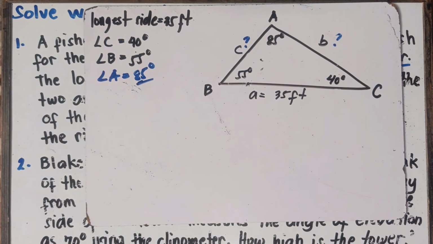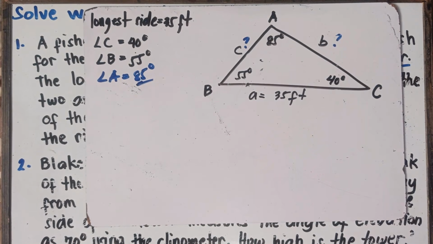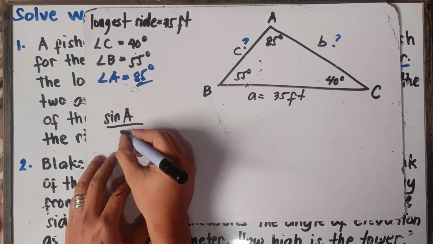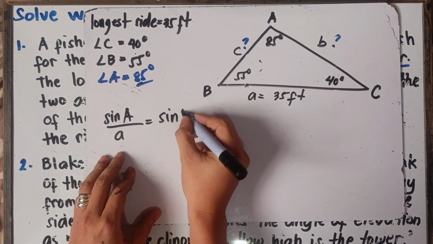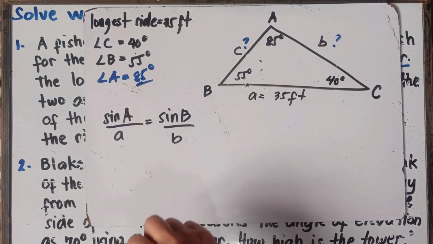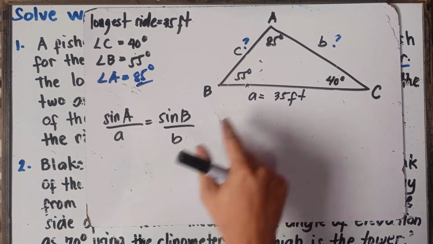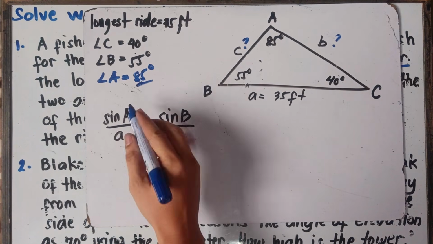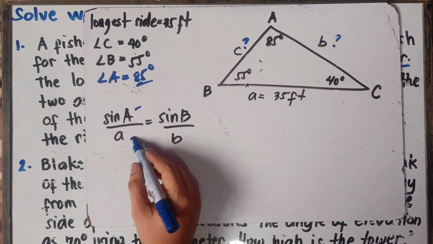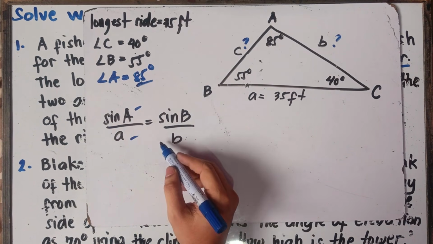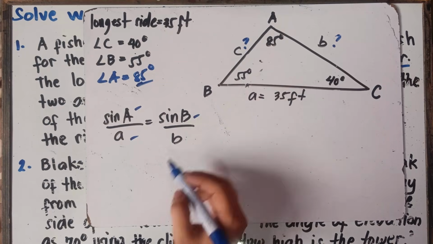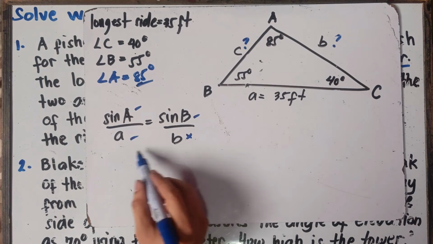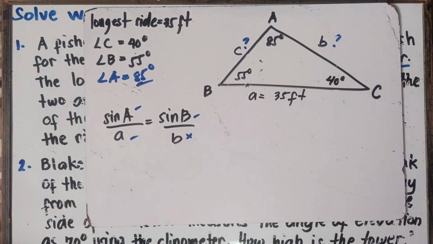So we can use the sine law. Can we use sine A over a equals sine B over b? Alright, can we use this one to find the measure of side b? Yep, we can use this one because we have the given angle A. Yep, we have the given side a, 35 feet. We have the given angle B, 55 degrees. And then we don't have the measure of side b. We only have one unknown. Therefore, we can use these two ratios.